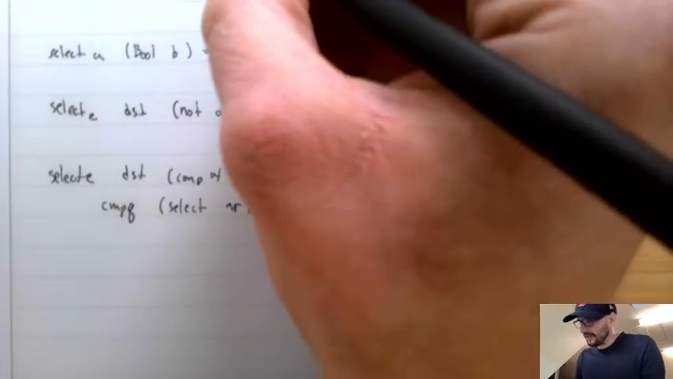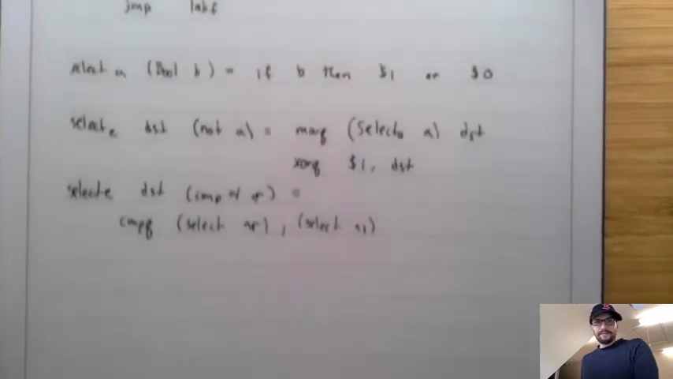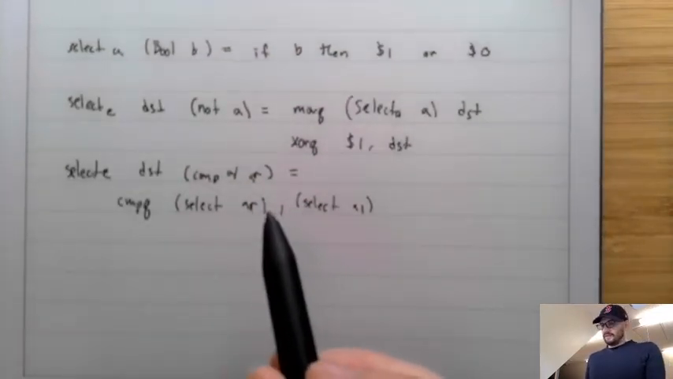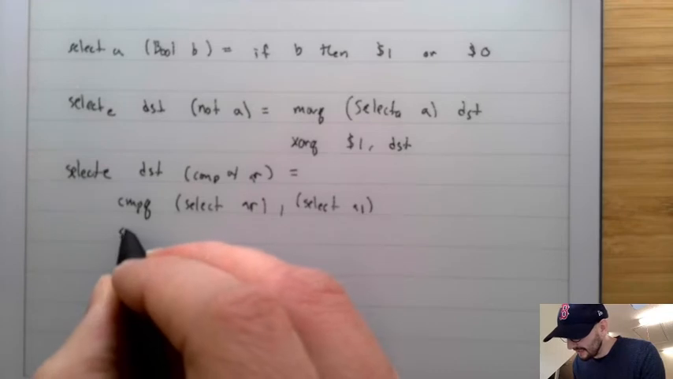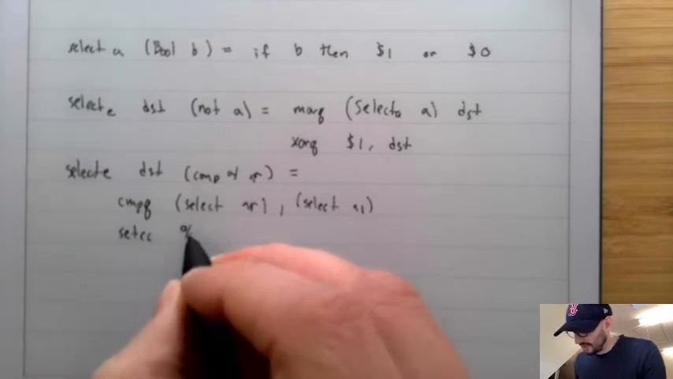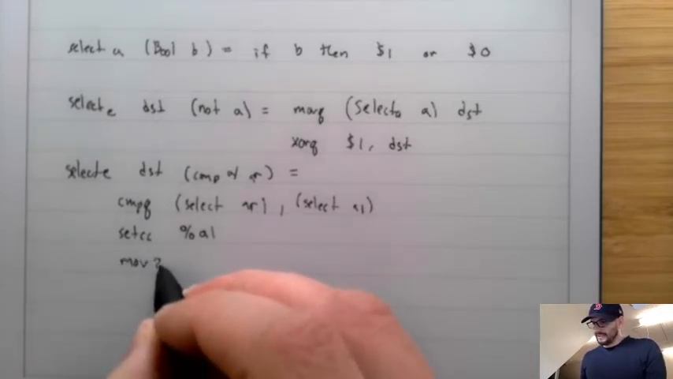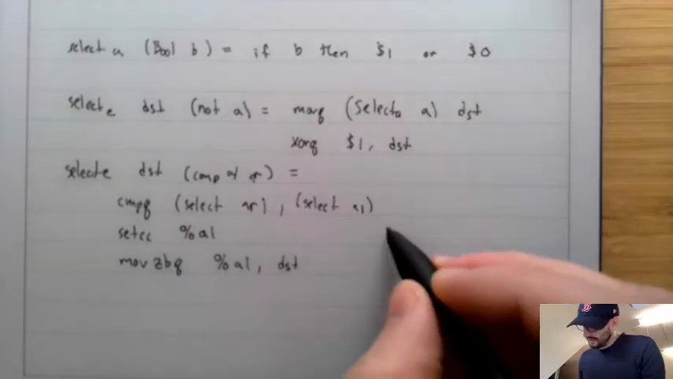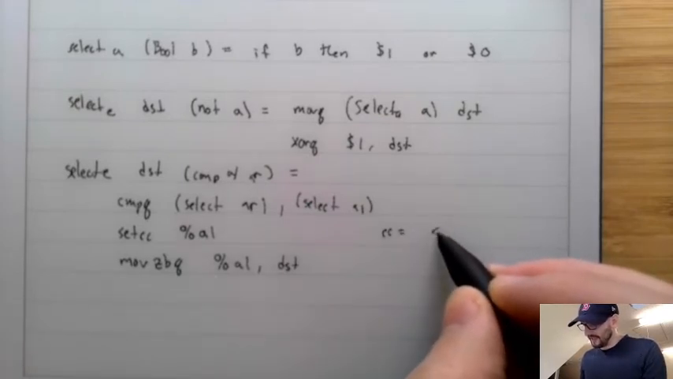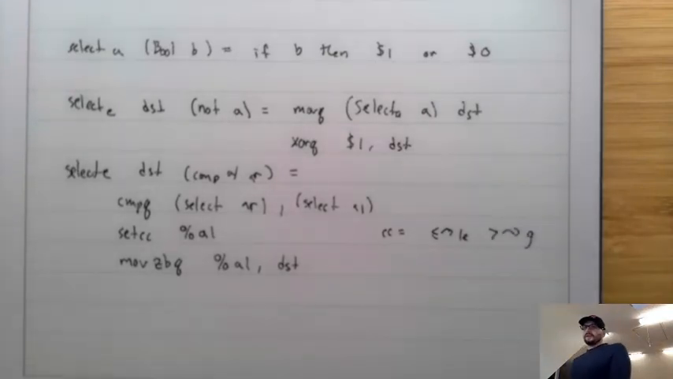I'm just adjusting it up in the goto if right here, changing that to right and left. So the compare of the right and the left, and then we would do a set CC of percent AL, and after that a move ZBQ of AL into the destination, where CC is equal to LE if it was a less than or equal to, and G if it was a greater than, and so on. Okay, so that's all we need for select.